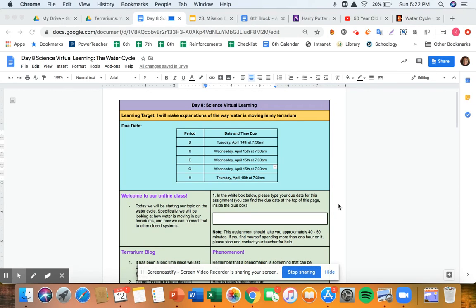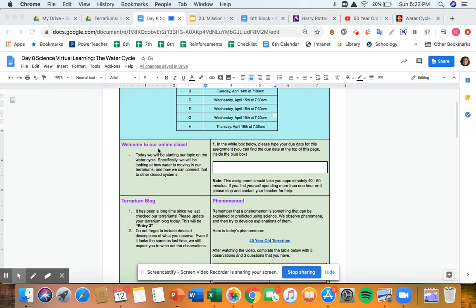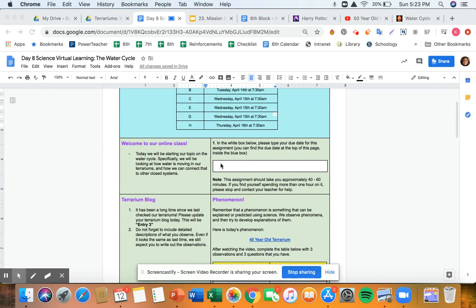This is day 8, and today we're going to be starting our topic on the water cycle and how water is moving specifically through our terrariums. Here's your due dates. Please note that we've modified this a little bit, and your assignments are now due at 7:30 the day of your next class, so you've got a little bit more time than what you had before. So today, you can start by filling in your due date as always.